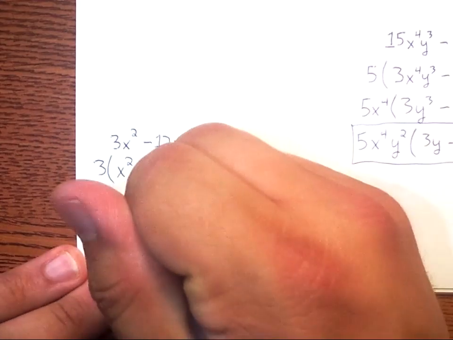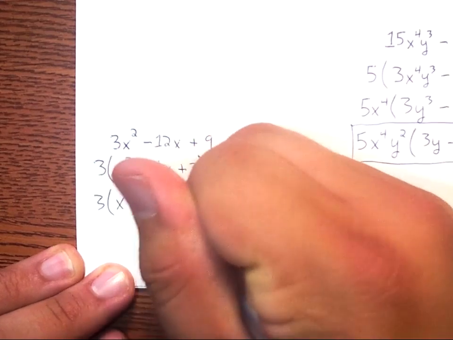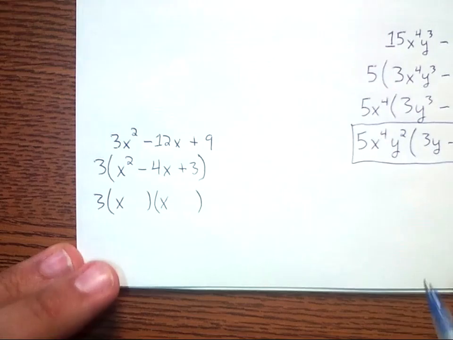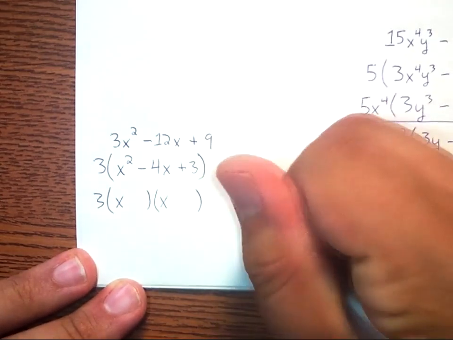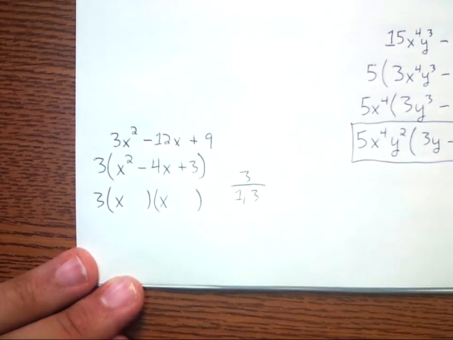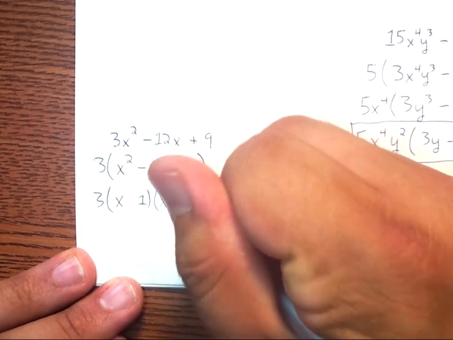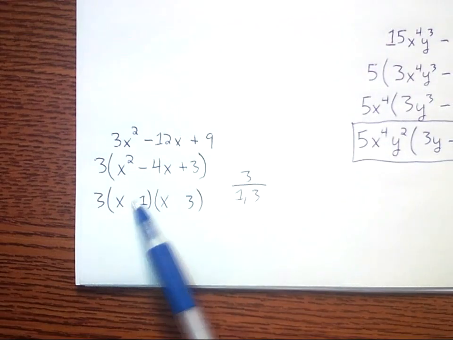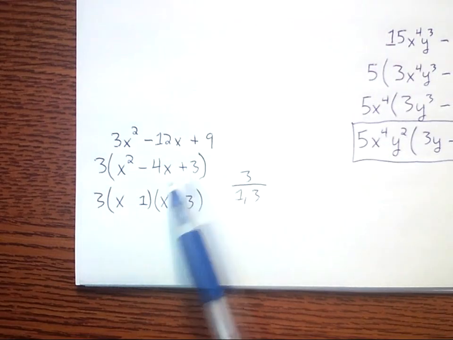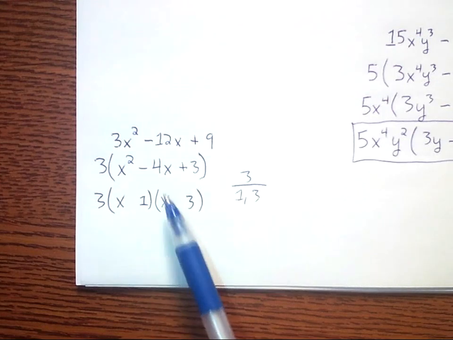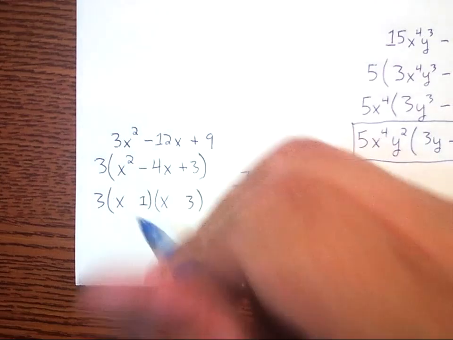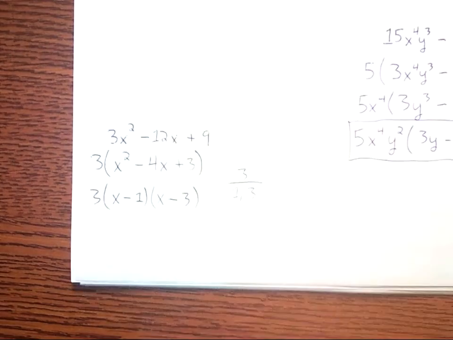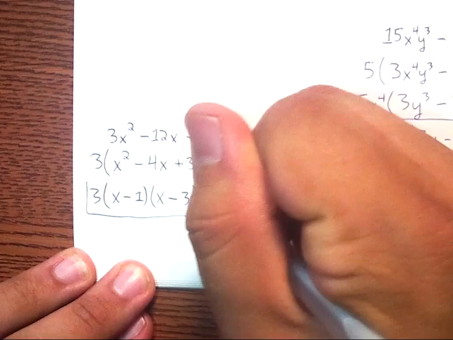All right, so we know that we're going to end up with two binomials here, so x and x like that. And we need the factors of 3. Well, again, 3 is prime, so that's pretty easy. It's going to be the numbers 1 and 3. Now look here. They need to multiply to positive 3, so they're either both positive or both negative. But they need to add up to negative 4. Well, the only way you can make them add up to negative 4 is if they're both negative, just like that.